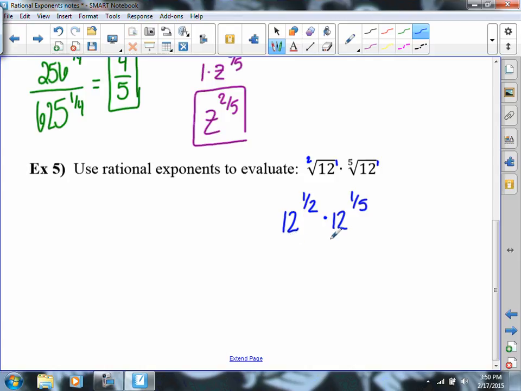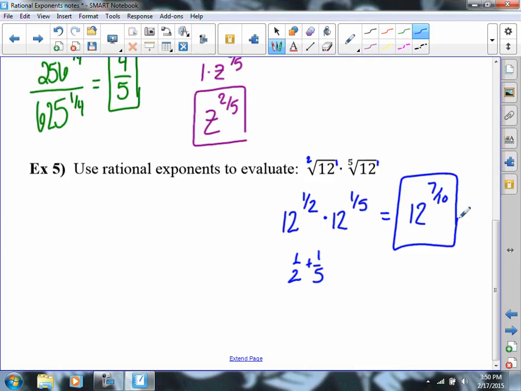Now I'm multiplying my bases, so I know I can use the rule where I have to add my exponents. So I'll do 1/2 plus 1/5. And do that on your calculator if you need to, and you'll get 12 to the 7/10. Now you don't have to evaluate that. You don't have to do 12 to the 7/10 and get some sort of fraction or decimal in your calculator. Just leave it 12 to the 7/10. 12 is your base, 7/10 is your power, or your exponent. It's probably going to be some crazy decimal answer anyway that's going to be really awkward and inconvenient. So just leave it as an exponent.